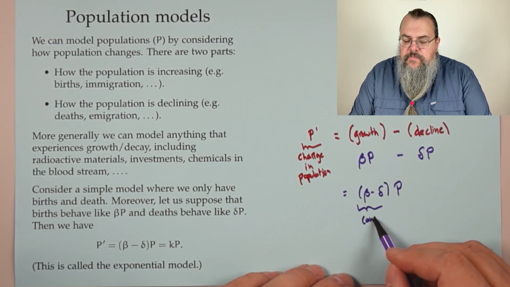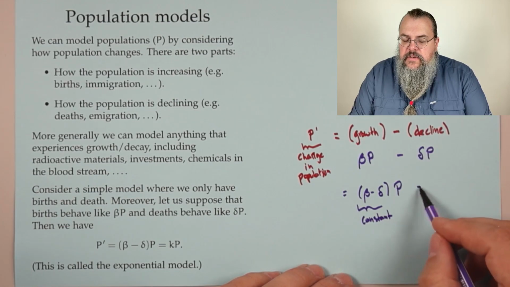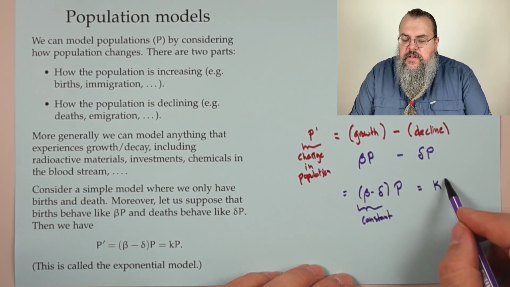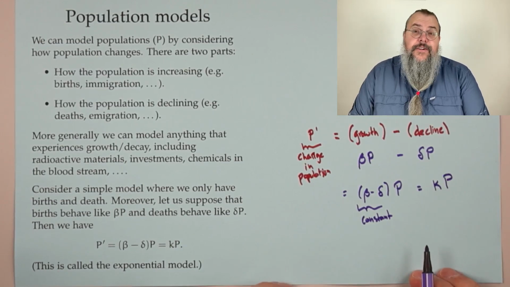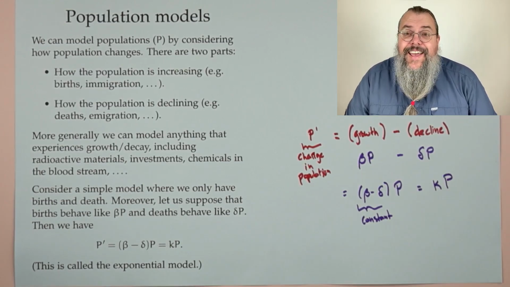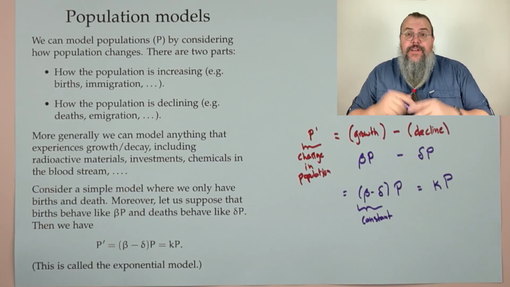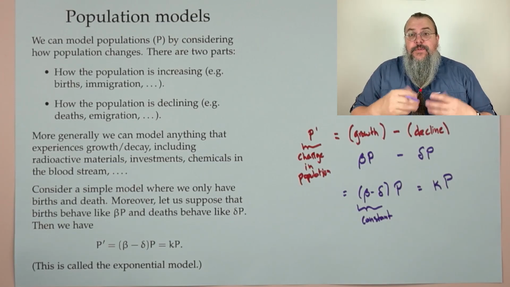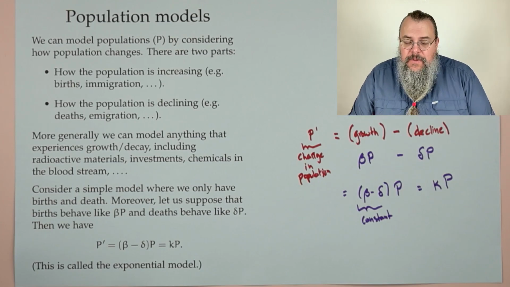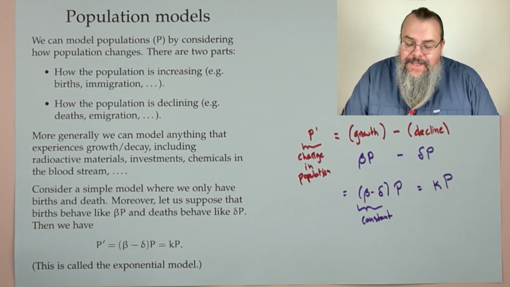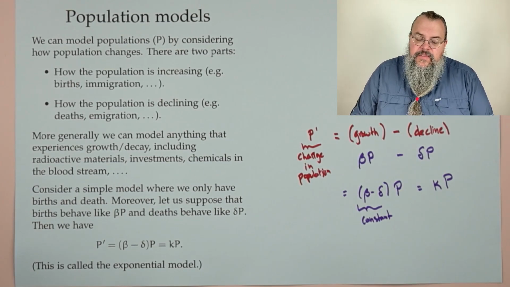Or say, oh, hey, this is some constant times our population. It's easier for us to write a constant as a symbol that looks like a constant, so a symbol like k. So change in population is k times p. Now we call this the exponential model, and we'll see why in just a moment. You may have already seen why in previous classes.